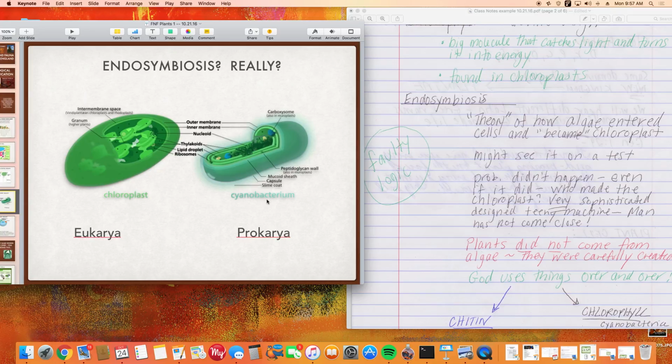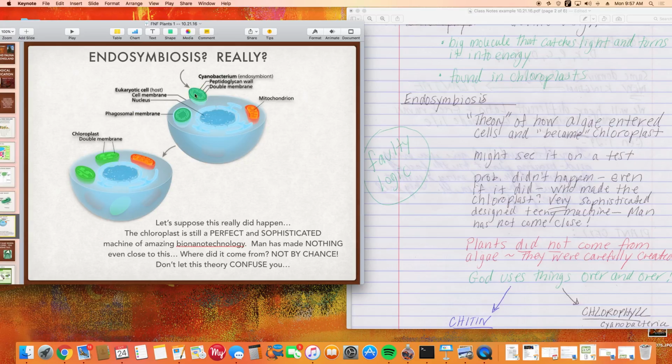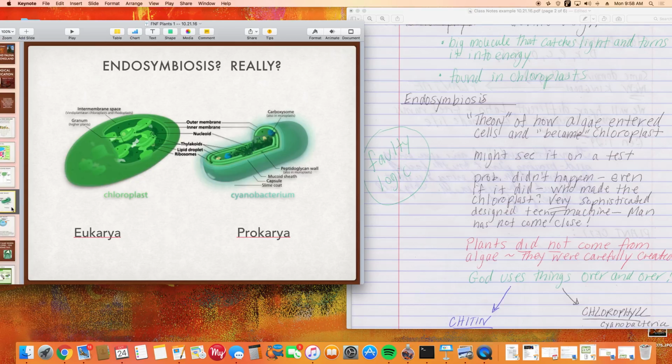The cyanobacteria is a prokaryotic organism that does do photosynthesis. So it does have chlorophyll, but it looks different than the chloroplast. There are thylakoids. So there's definitely some things that are in common, but this whole idea that chloroplasts are the result of a cyanobacterium that entered a cell millions and millions of years ago, and that resulted in the evolution of plants from algae. I'm not sure I buy that at all.